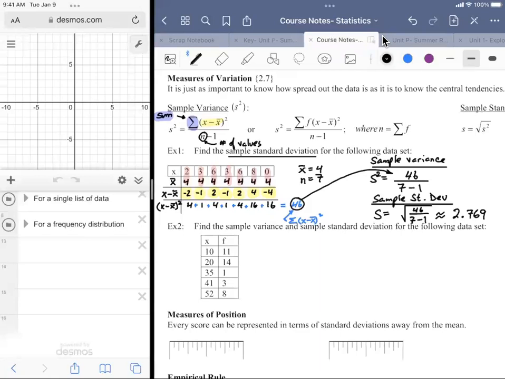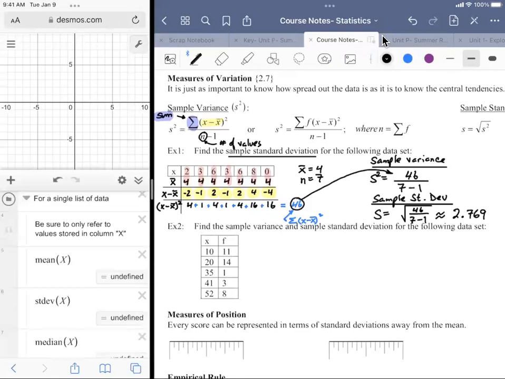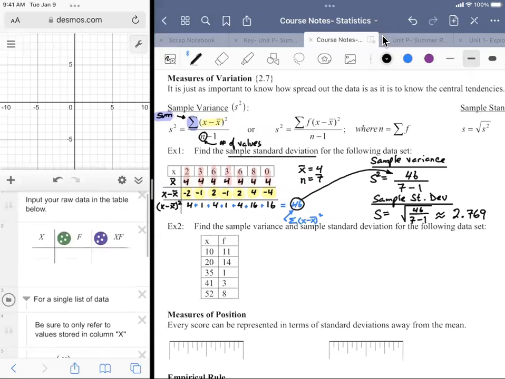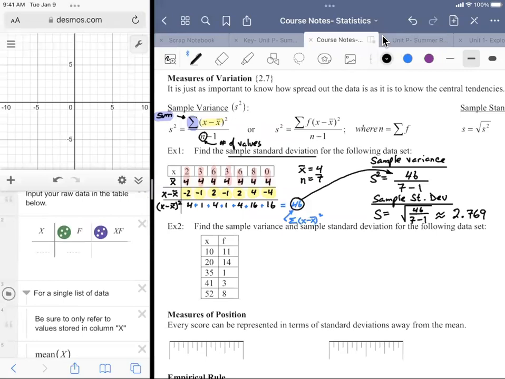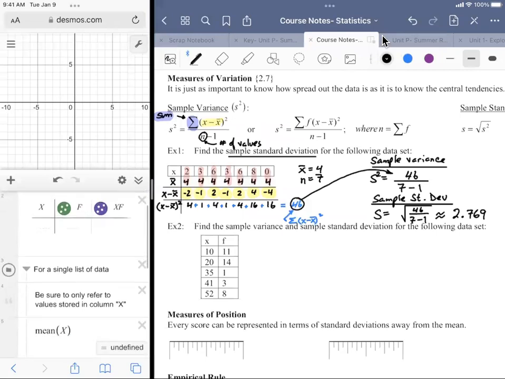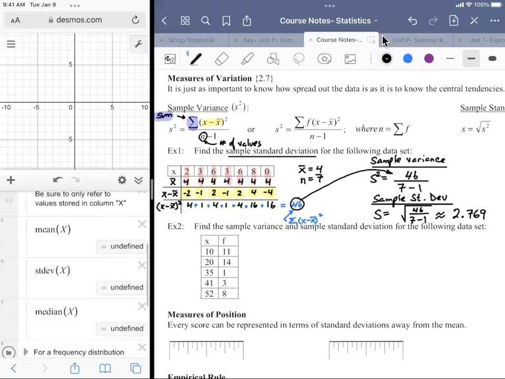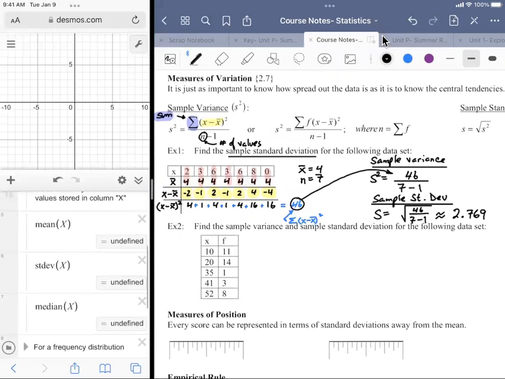So if you select the appropriate calculator, which is measures of center and spread, you'll see that you have a drop down for a single list of data. All right. I'll show you both of them. You have an area where you type in your information. I'll get to that in a second, but for a single list of data, it'll give you the mean, standard deviation, and the median.